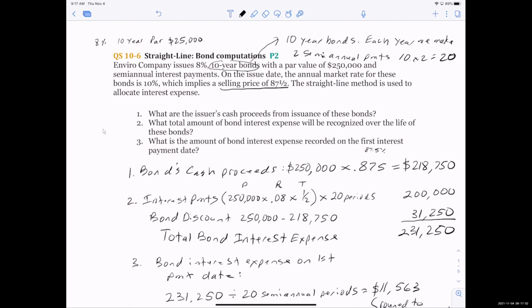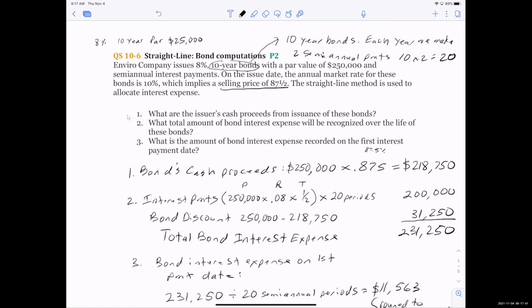Okay. Enviro Company issues 8% 10-year bonds with a par value of $250,000 and semi-annual interest payments. On the issue date, the annual market rate for these bonds is 10%, which implies a selling price of 87.5. The straight line method is used to allocate interest expense. If you notice, it's the same information as we did the first problem, but we're going to take it one step further and talk about interest expense.